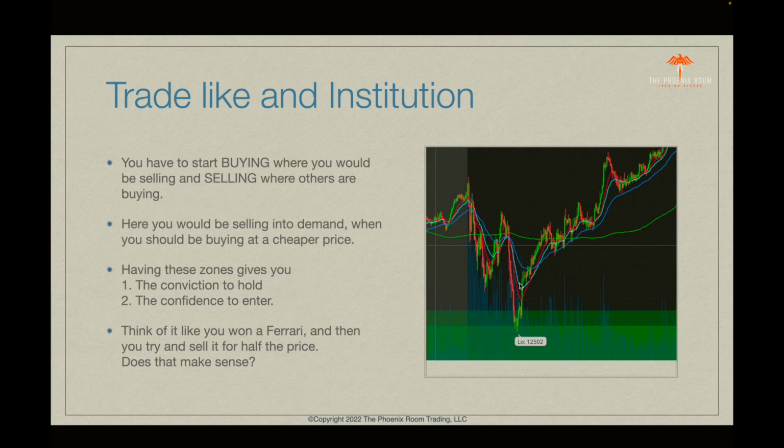You have to start buying when you would be selling and selling when others are buying, right? Everyone's selling here, looking to buy in this specific instance. Here you would be selling into demand when you should be buying at a cheaper price, right? Having these zones gives you the conviction to hold and the confidence to enter. You're not trading blind. You can actually get in an area where there's a probabilistic chance it's going to go up if you're going long, or if you're selling and you're not sure how long it's going to go, you can just take your profit here.